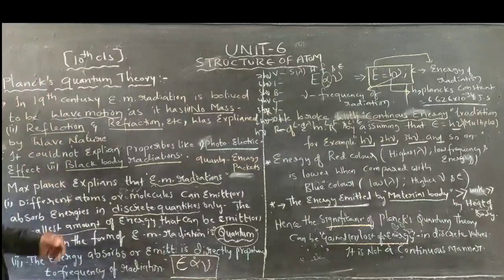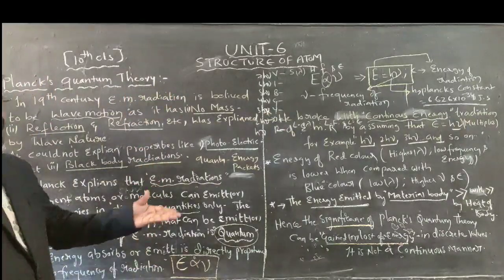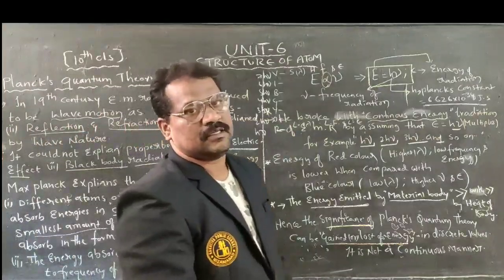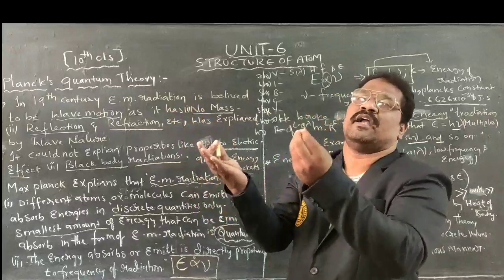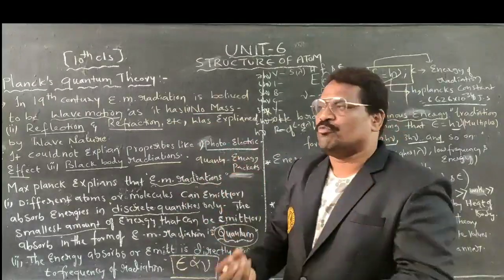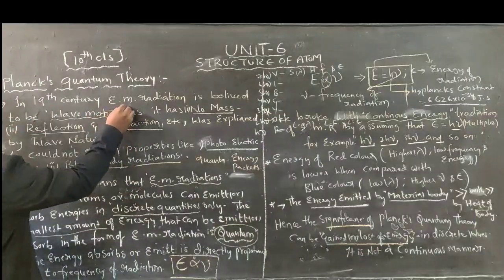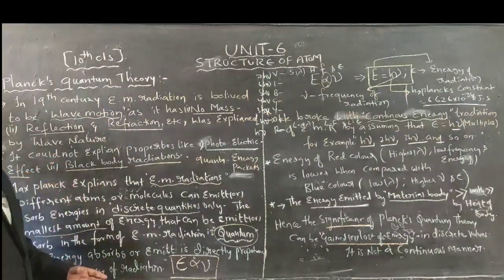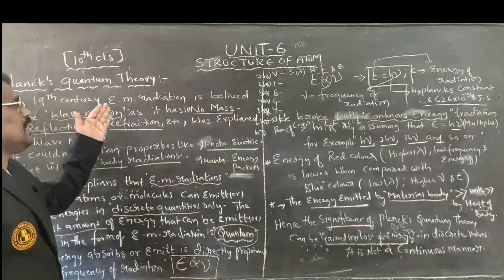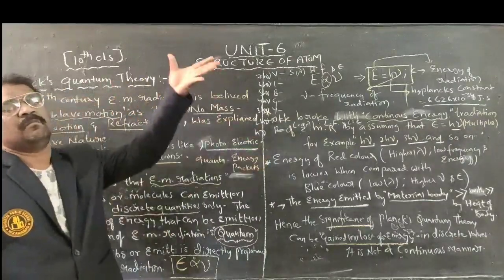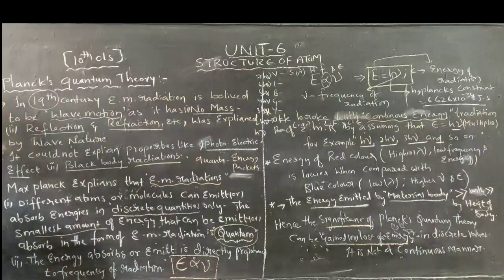Max Planck introduced one theory. That theory is called the quantum theory of electromagnetic radiation. In the 19th century, what was meant by electromagnetic radiation? They used to believe that electromagnetic radiation is nothing but a wave motion which has no mass, and whose reflected property and refracted property can be explained clearly. That was the concept believed in the 19th century.